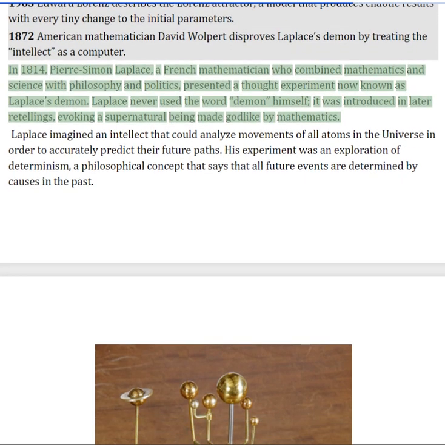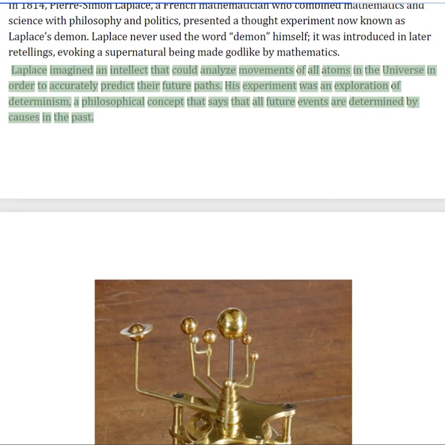In 1814, Pierre-Simon Laplace, a French mathematician who combined mathematics and science with philosophy and politics, presented a thought experiment now known as Laplace's demon. Laplace never used the word demon himself. It was introduced in later retellings, evoking a supernatural being made godlike by mathematics. Laplace imagined an intellect that could analyze movements of all atoms in the universe in order to accurately predict their future paths. His experiment was an exploration of determinism, a philosophical concept that says that all future events are determined by causes in the past.